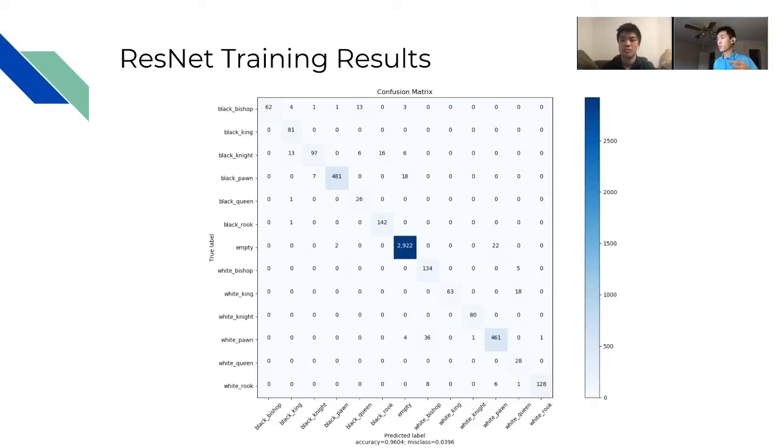For example, the intersection between Black Knight and Black King, Black Knight being the true label and Black King being the predicted label, is 13, meaning the neural network misclassifies 13 Black Knight images as Black King images. You'll also notice that the center square is very dark. That just means there were many more correct empty square classifications by the neural network. That's just due to the way our data set is constructed. Obviously, if you look at a chessboard, there are more empty squares than non-empty squares.